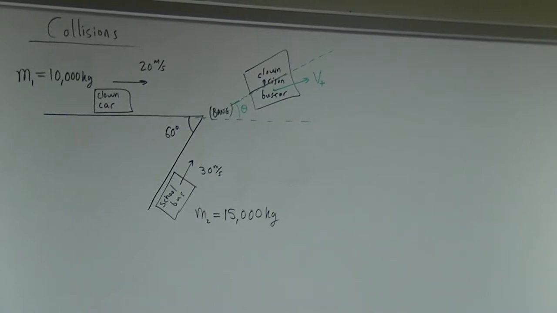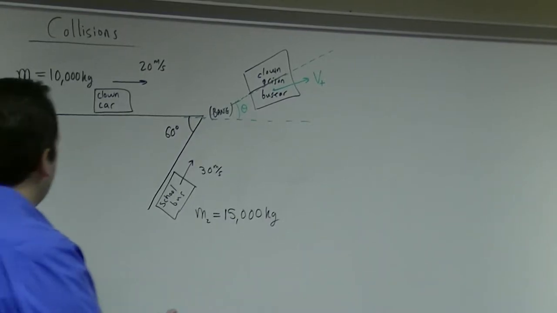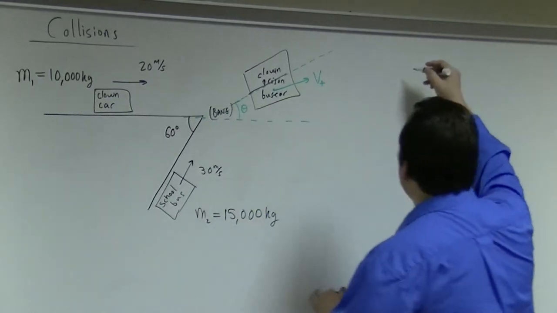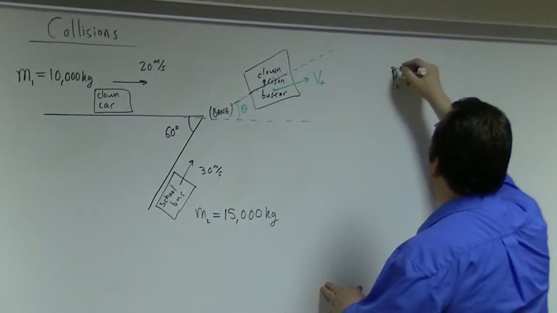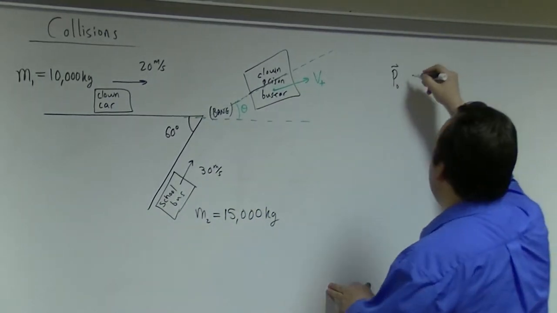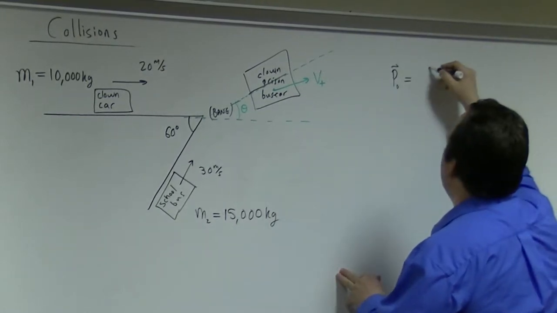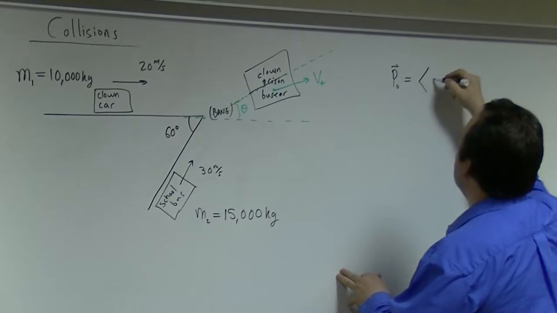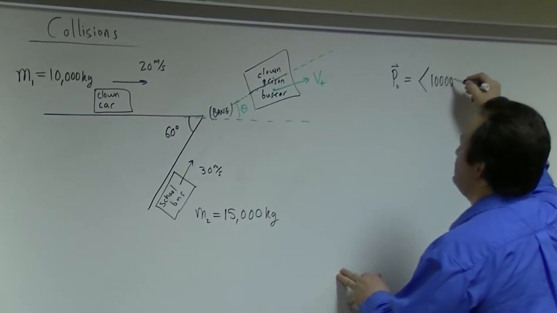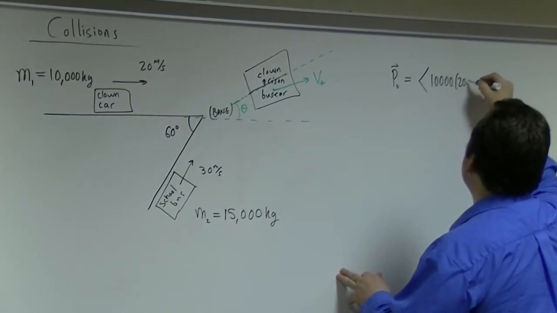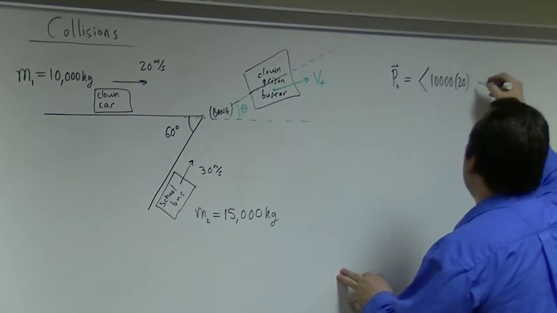This is actually a very simple problem. All you have to do is conserve momentum before and after the collision. Momentum is a vector. You must treat it as such. So what's the initial momentum? The initial momentum, let's say P sub naught, would be, I'll use vectors here, so 10,000 times 20, that's the momentum of the clown car.